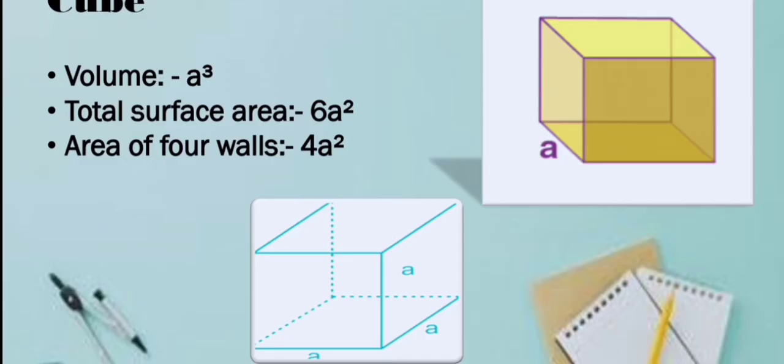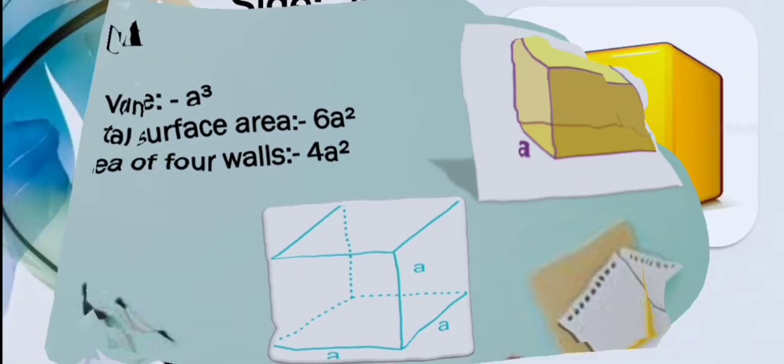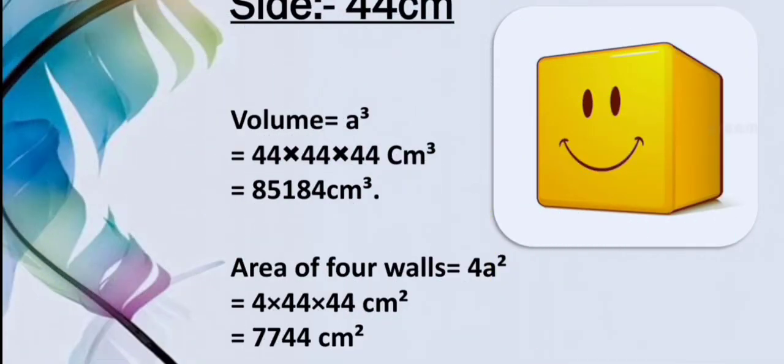Here we are going to see the volume, TSA and the area of 4 walls of a cube. The volume of the cube is A cubed, the total surface area is 6 into A squared, and the area of 4 walls is 4 into A squared. Now let's see an example. Let the side of the cube be 44 centimeters.